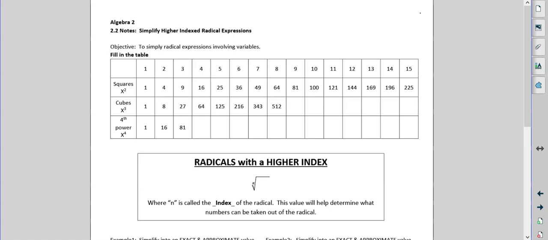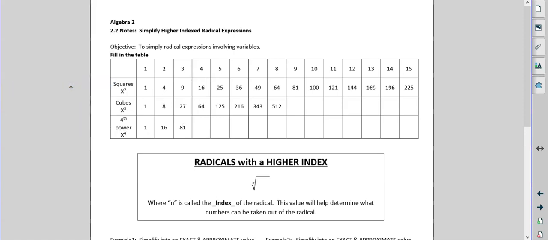All right, 2.2 notes. Now we're going to move on from square roots to higher radicals, 3 and 4. Cube roots, fourth roots. You can see the table's already filled out for you here. So you've added cubes and fourth roots here and here. So, you know, the cube root of 8 is 2, 2 times 2 times 2. The cube root of 64 is 4. The fourth root of 81 is 3. 3 times 3 is 9, times 3 is 27.